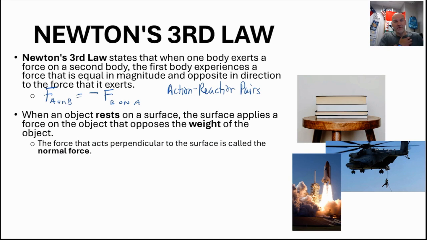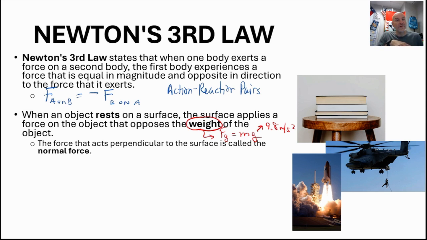When an object rests on a surface, the surface applies a force on the object that opposes the weight of the object. The weight of an object is given by the equation F sub g equals m times g, and g is that 9.8 number that we've already spoken about. So the force that opposes weight is the normal force.